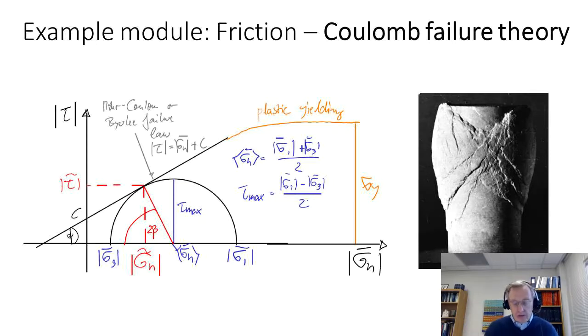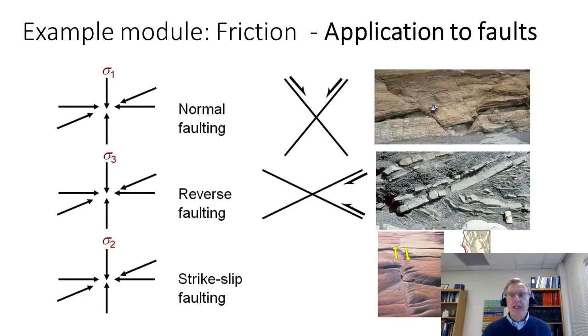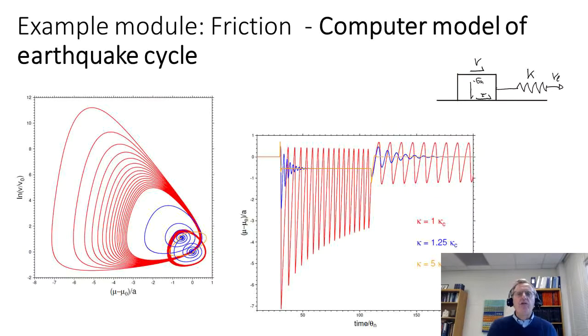And then we can upscale it one more step and think about in the Earth the orientation of faults that will form in characteristic faulting regimes like normal faulting or reverse faulting. And finally, we really want to share with you some of the exciting dynamics that results from thinking about friction. And we're going to talk about the earthquake cycle.